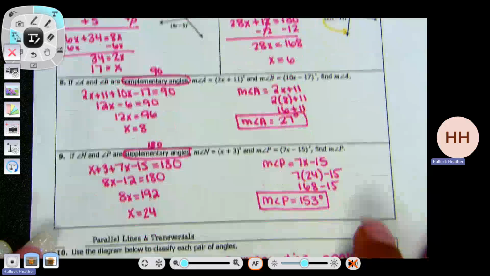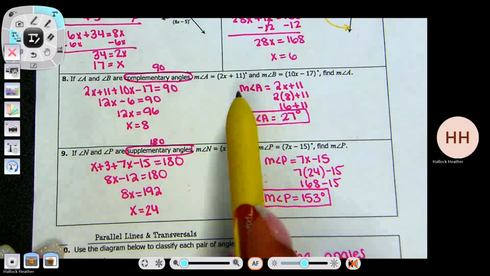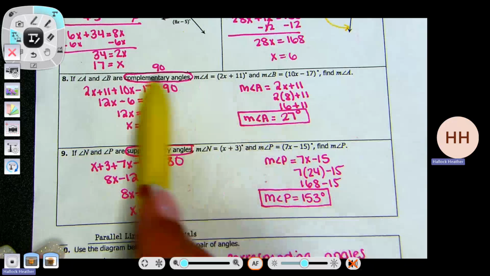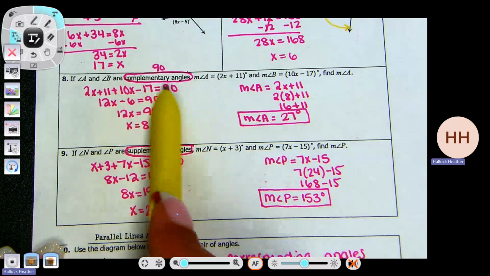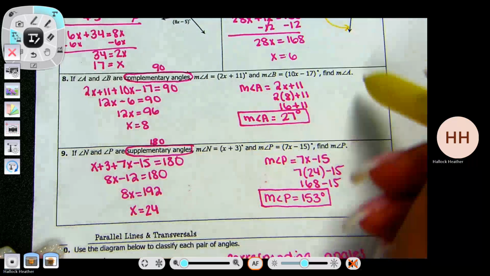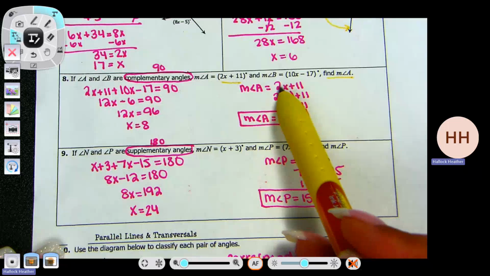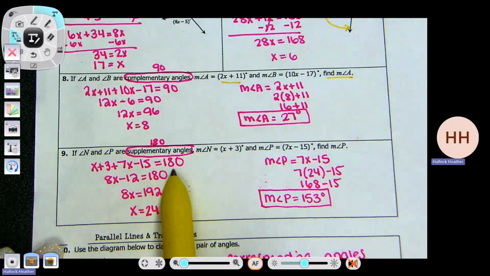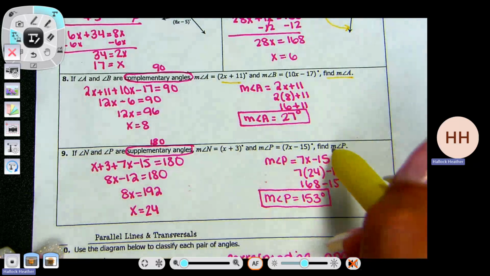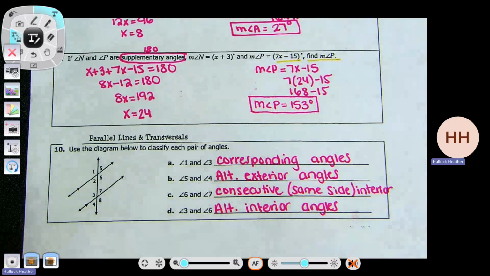The next 2 use the vocabulary words. Complementary adds to make 90. So the C is 90. I have to plug it back in because I need to find the measure of angle A. So I'm plugging it back into 2x plus 11. So 2 times 8 plus 11 is 27. Supplementary means they add to make 180. I get 24. I plug it back into P because that's what it's asking for. So 153.